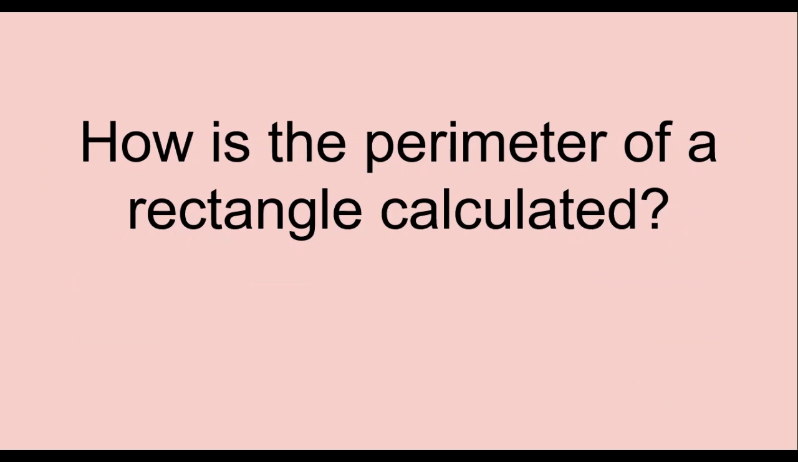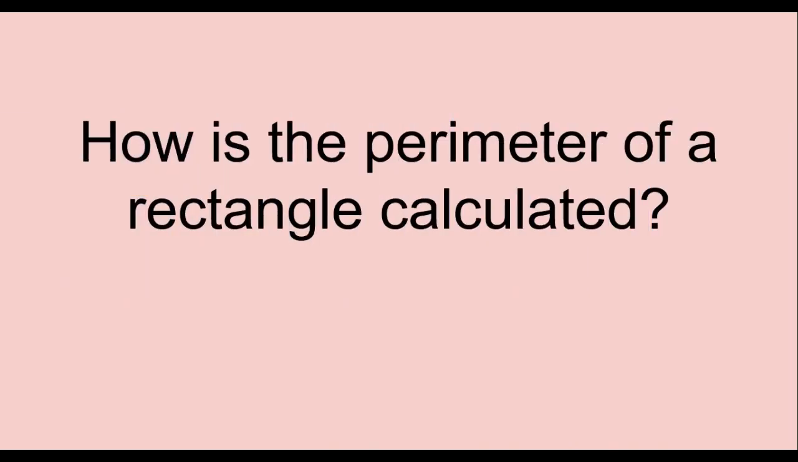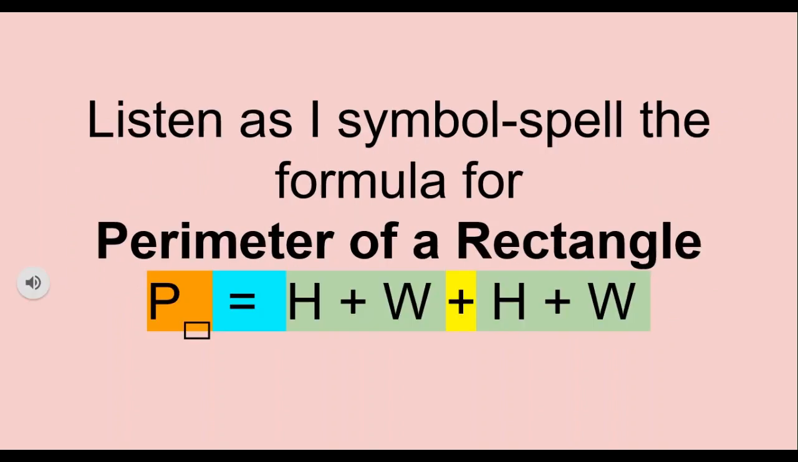Fourth grade, how is the perimeter of a rectangle calculated? By adding up the height and width of every side. So one more time, how is the perimeter of a rectangle calculated? Good. Now, when we say that whole jingle, we then need to symbol spell the formula correctly.